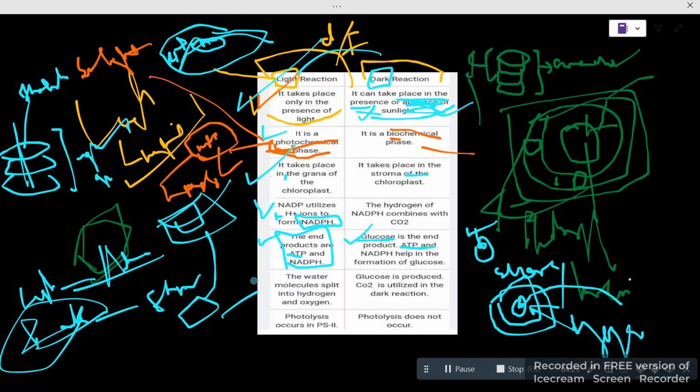Then the water molecule is split into hydrogen and oxygen. It's very easy. And here glucose is produced, because as we know, here CO2 would be used. So we can say this is the same. Here photolysis occurs in photosystem 2; here it is absent. Photolysis is where anything breaks down in the presence of sunlight. So in this light reaction you will find photolysis occurring in the photosystem. As I told you in the last video, you will find two photosystems in this structure. Photosystem 2 will help in the photolysis. Here it would be absent, like no photolysis process would be occurring.